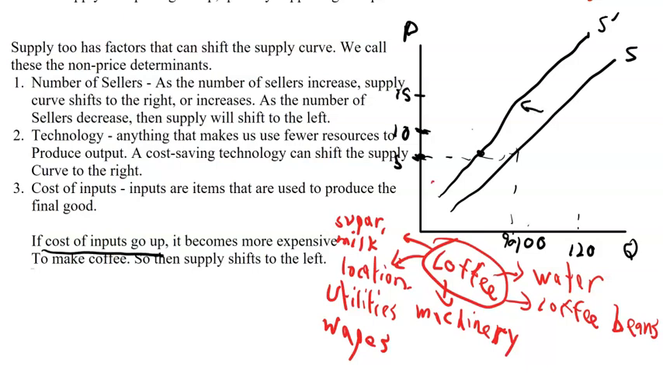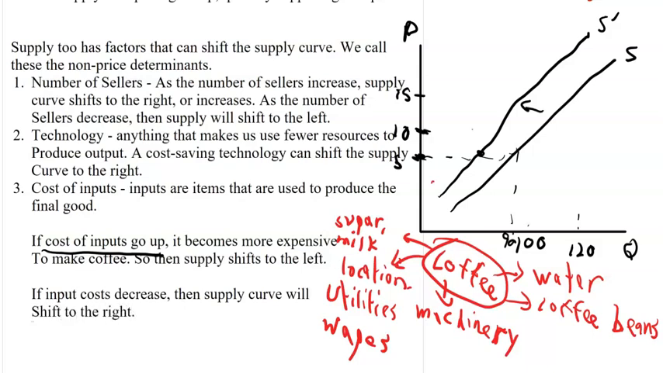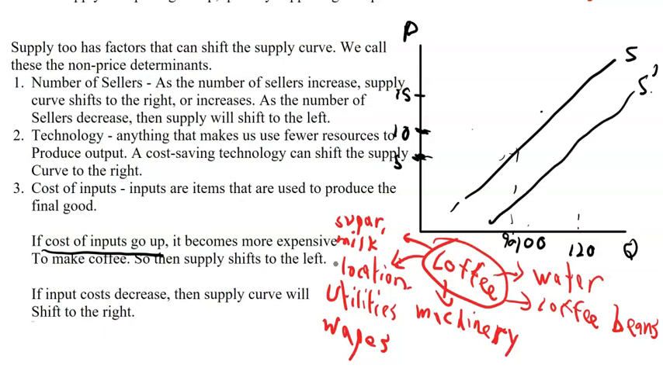Now, of course, if it gets cheaper, so if input costs decrease, then the supply curve will shift to the right. If it gets cheaper to produce coffee, because inputs are more available and cheaper, then my supply curve will shift to the right.